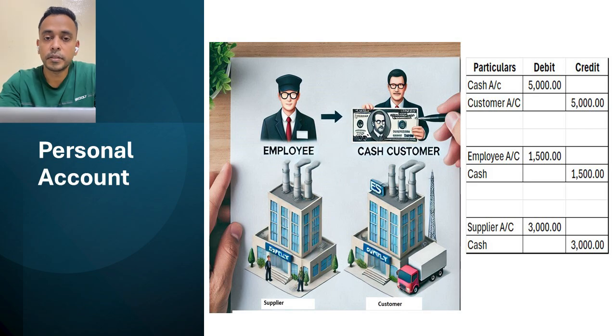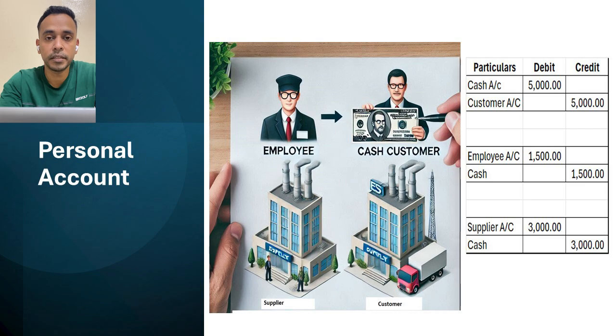In the same sense, if we are paying some money to a supplier, the journal entry will be supplier account debit to cash. The supplier is a personal account. For the personal account, the rule is debit the receiver, credit the giver.